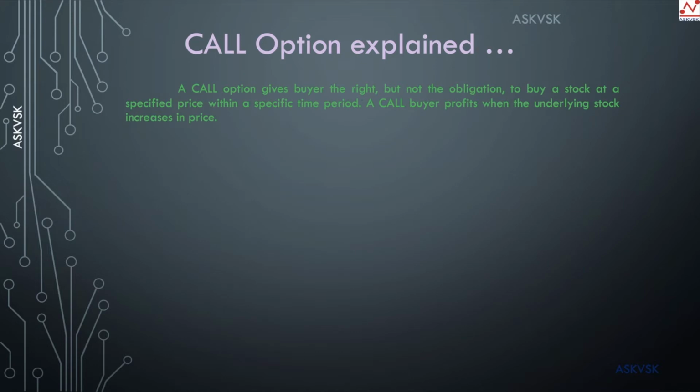All right, let's now get into just the call option and try to understand what a call option is and how to exercise it. Going back to the definition, a call option gives the buyer the right to buy something at a specific price within a specific time period. So a call buyer profits when the underlying stock increases in its price.